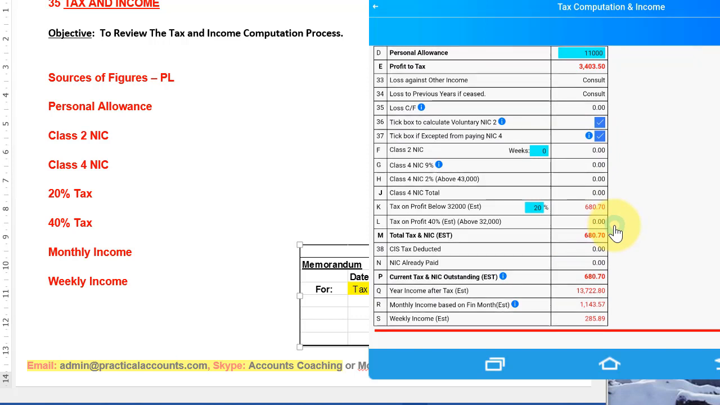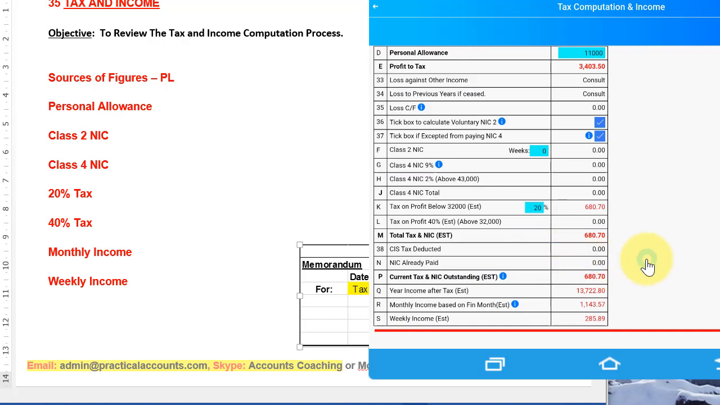Now what is below here? We've got box K for tax on profit below 32,000. So profits up to 32,000 should be taxed at 20%. Anything above 32,000 is taxed at 40%. I don't know what the thresholds are in your country, but in the UK, up to 32,000, it's 20%. If we don't want that to be computed, we simply remove that one.